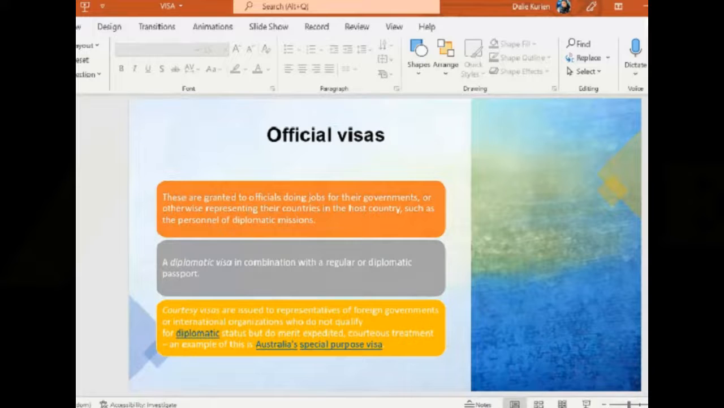Now, courtesy visas are issued to representatives of foreign governments or international organizations who do not qualify for diplomatic status. Let's say you're a staff member working in a government, and you won't be given a diplomatic visa because you are not the head of that particular body. But you would be given a courtesy visa because you are from that country and do not hold diplomatic status, but you are a member of that organization. So of course they would give you a courtesy visa.